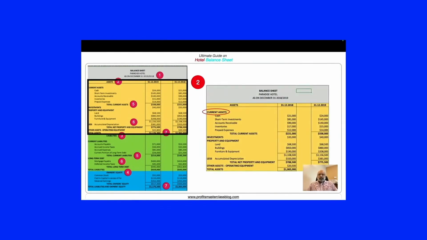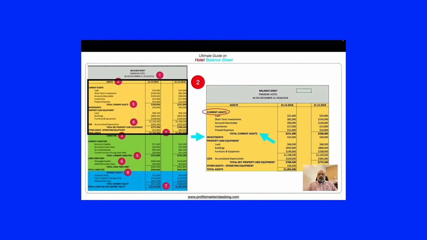As you can see, the first subcategory in assets is current assets. You can see cash, short-term investments, accounts receivable, inventories, prepaid expenses. These are all current assets. Current assets are assets whose life is within one financial year, or what we could say is they get used up or converted into cash within one financial year. And then you can see the total of the current assets there.